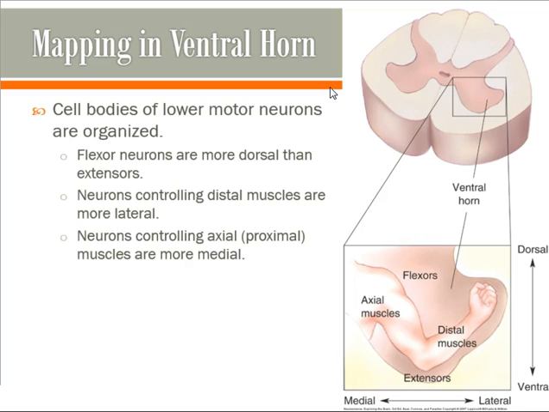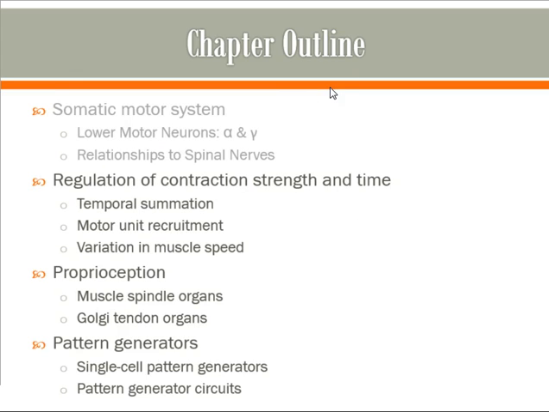So that gives you an overview, largely, of the anatomy of what we're going to be dealing with here: how the somatic motor system is set up, what the relationship is between the skeletal muscles and the spinal nerves, and how the spinal nerves travel from the spinal cord down into skeletal muscles. What we want to do now is transition into talking about how we actually activate those muscles, and ultimately how we regulate contraction strength and contraction time.